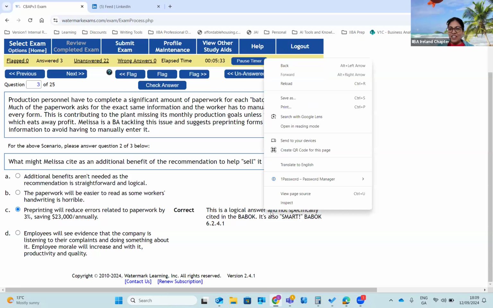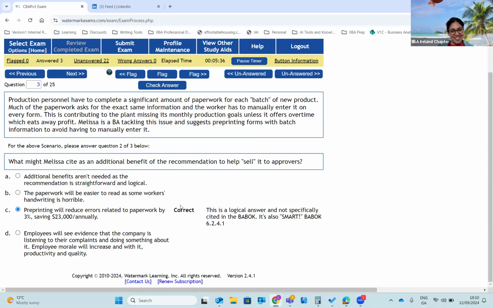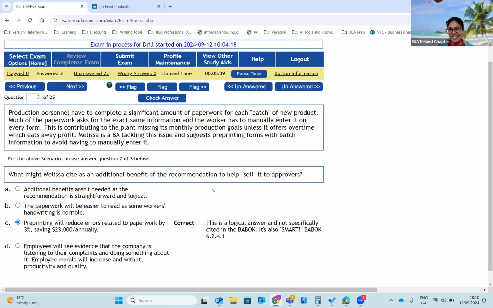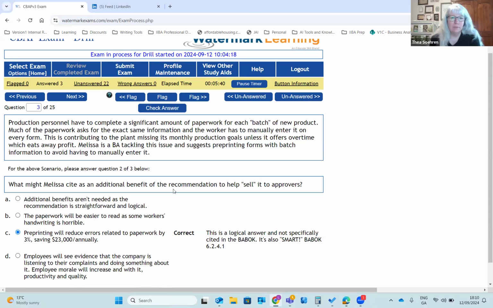This is a logical answer and not specifically cited in the BABOK. It's also SMART. Y'all remember what SMART stands for? It's an acronym. Yeah, the BABOK loves it. Remember we did this once. Just be sure you know it. I've seen that acronym used in many questions in the practice test questions. SMART goals.